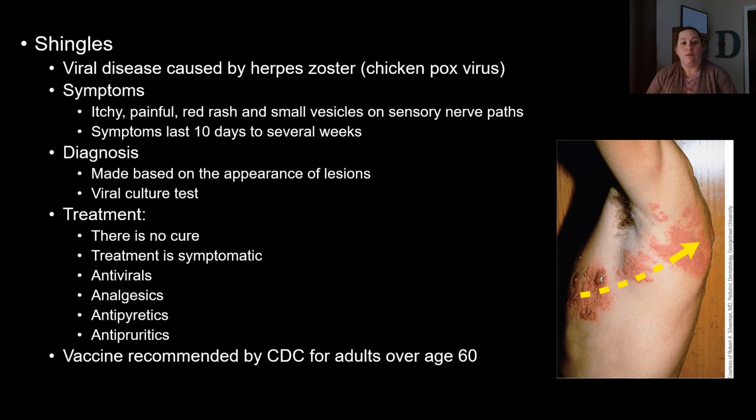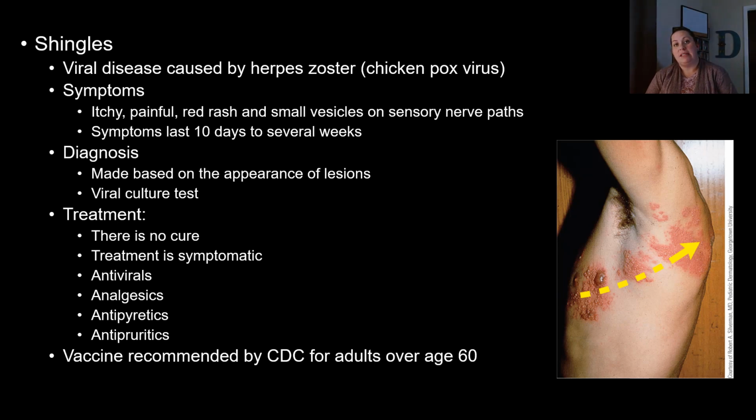Okay, if it's pain, we want to give you analgesics, painkillers. If you are having fevers, we want to do antipyretics. If it's itchy, we want to give you something that helps stop the itch. Antivirals could also be used to help address some of these symptoms. There is a vaccine that is available for shingles. It is recommended by the CDC for adults who are over 60. If you're under 60, they're not going to recommend that you get this shot.